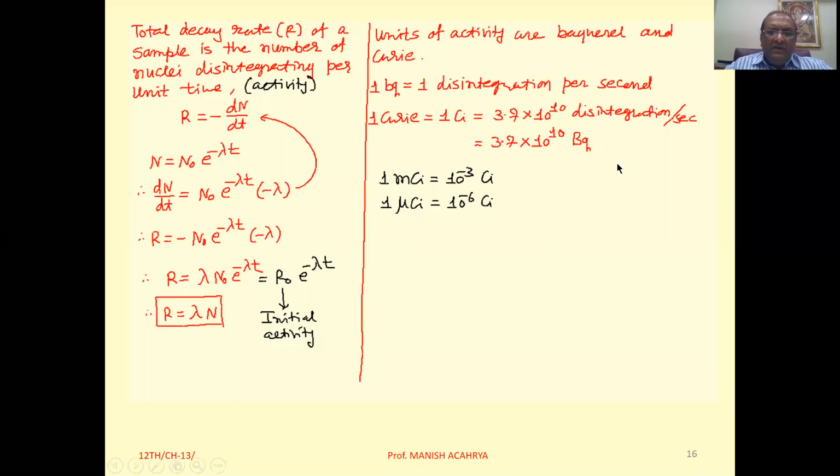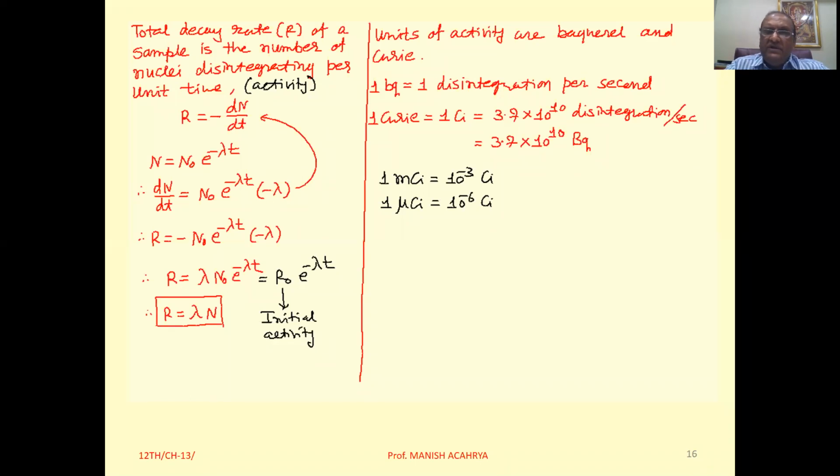Now the units of activity. Here, the units of activity are two, named after the scientist Becquerel and after Madame Curie. So, one Becquerel means one disintegration per second.